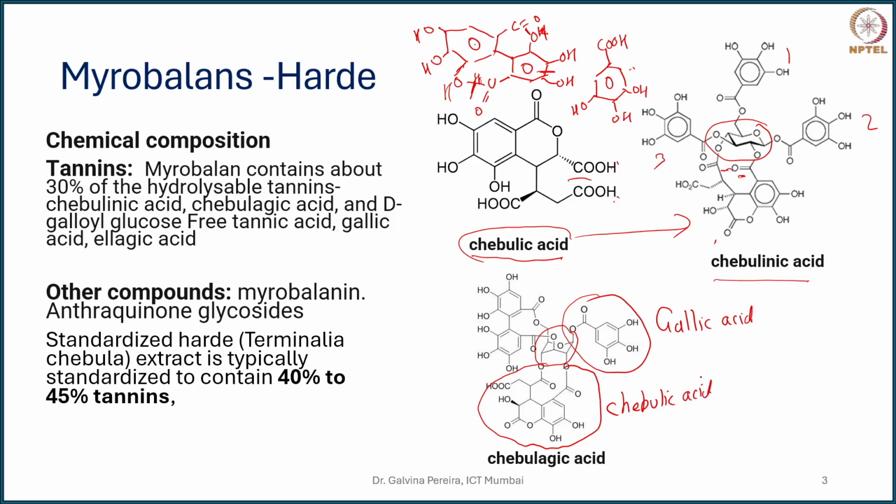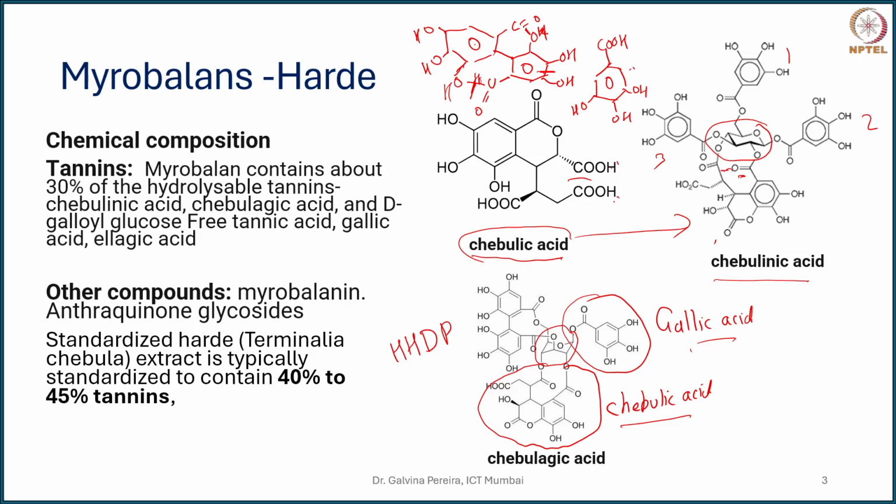And this part is an open ellagic acid. We call it hexahydroxy, I am just putting it as hexahydroxy diphenic acid. So you have 1 gallic acid, 1 chebulic acid and 1 ellagic acid in open form, which is referred to as hexahydroxy diphenic acid, all attached to the sugar. So these are the main components of your harida.